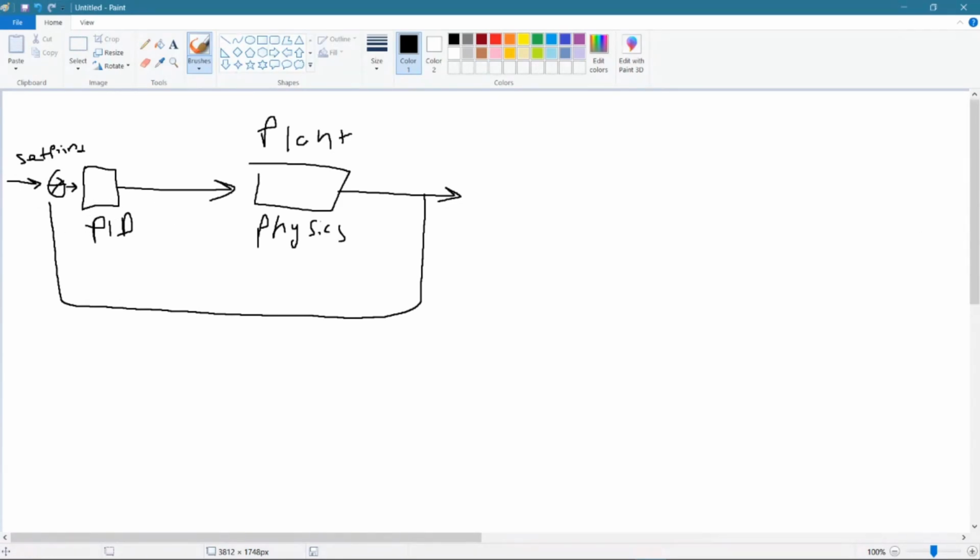But of course, as I'm sure quite a few of you know by now, the biggest issue with this is that it's single input, single output. So in the case of a rocket, we have our rocket angle.